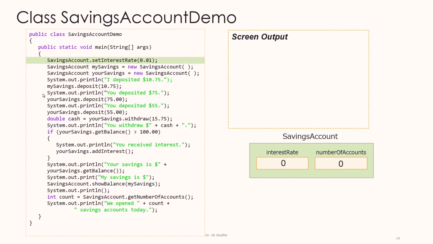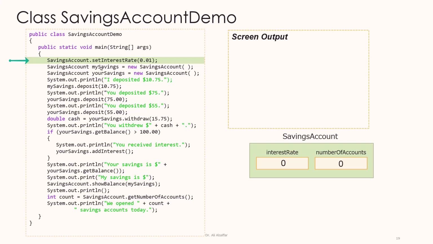To demonstrate the use of the savings account class we have just created, we have written a savings account demo class that includes a main method, and inside main method we are using the savings account class. Notice that if we have a class that has static variables or static methods, then we can access these static members directly using the class name.